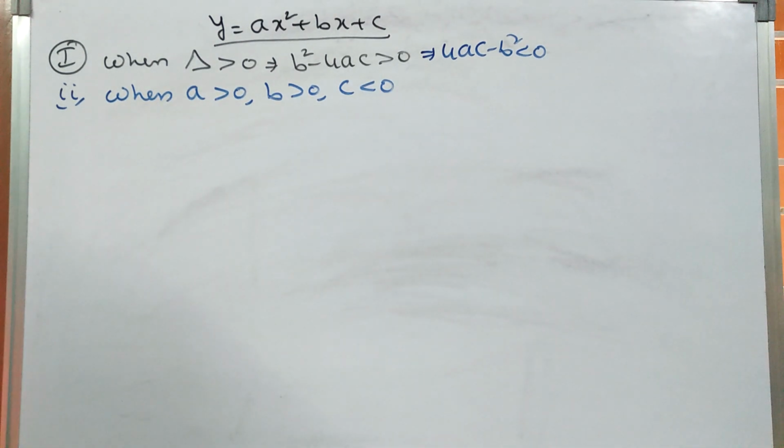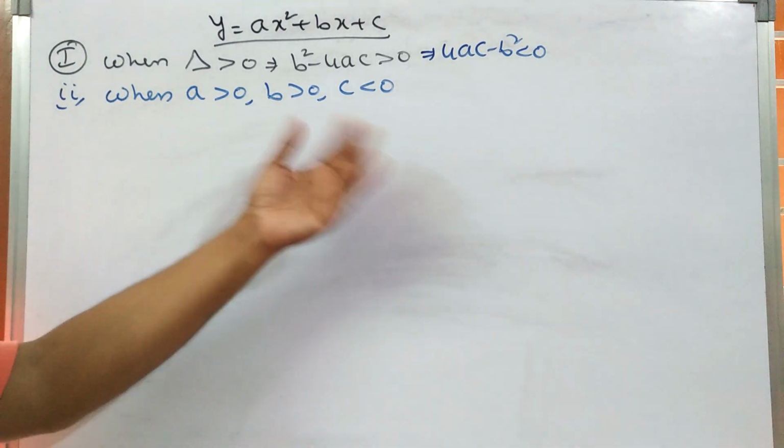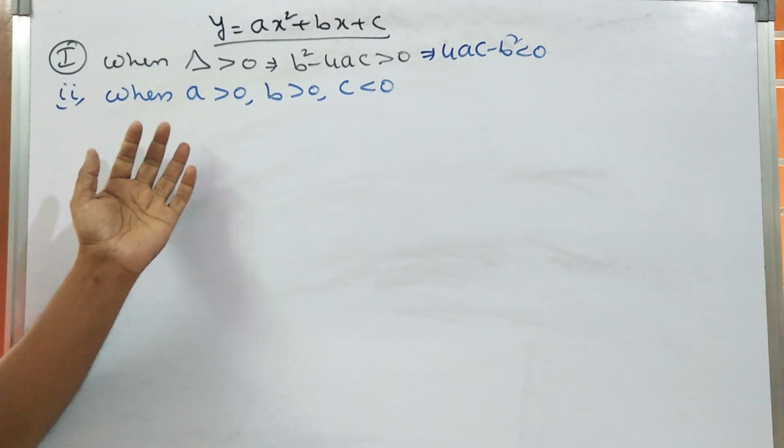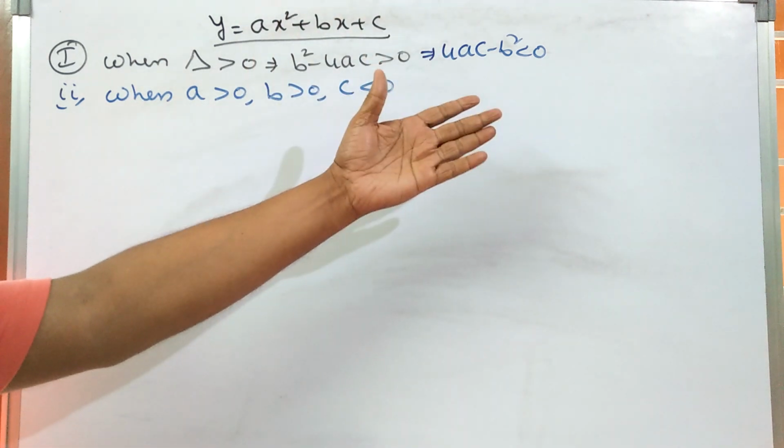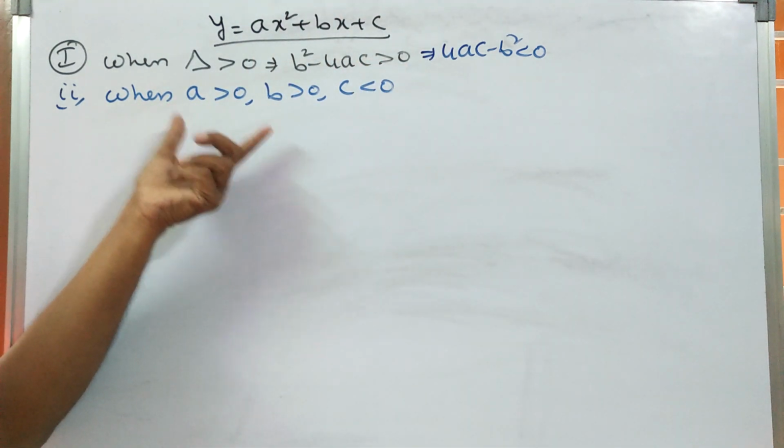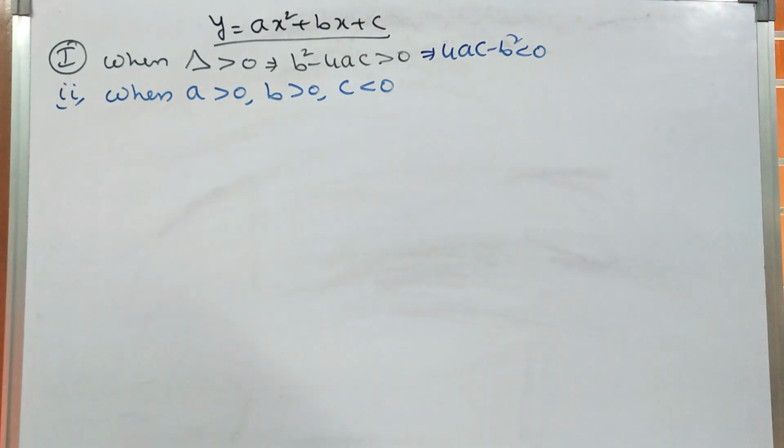Sometimes they will give these conditions and ask you to identify the graph. Four graphs will be given in the options, and they will ask which graph is the correct answer. Otherwise, they will give the graph and ask for these conditions. You have to be in a position to understand the concept first.